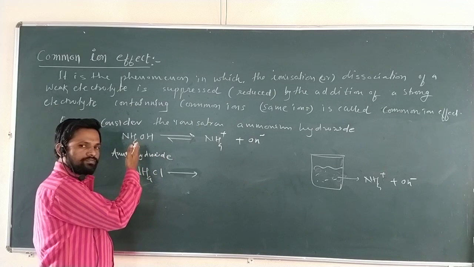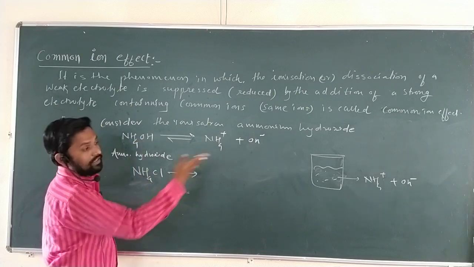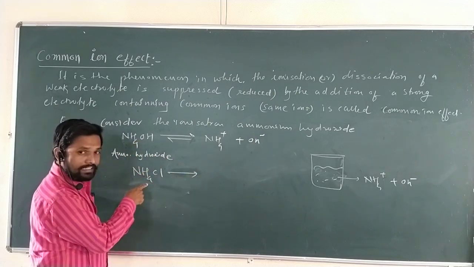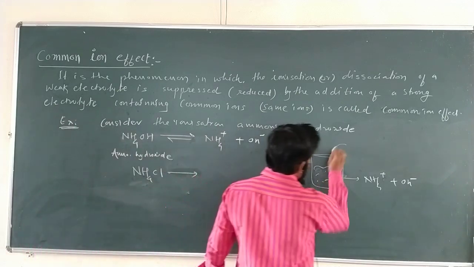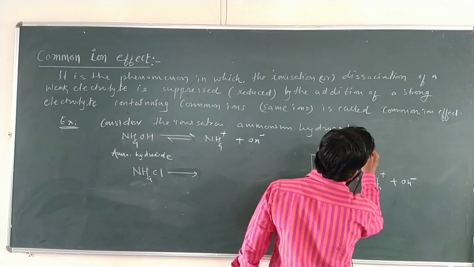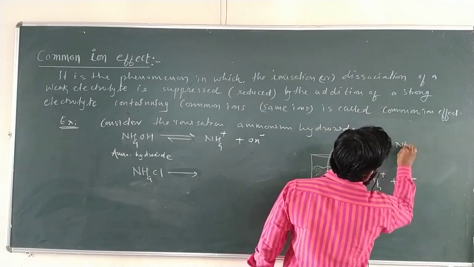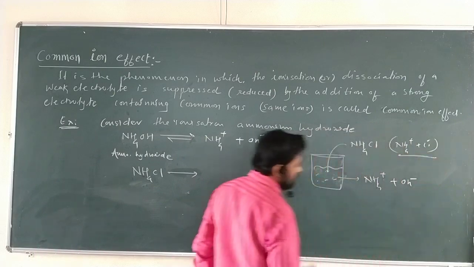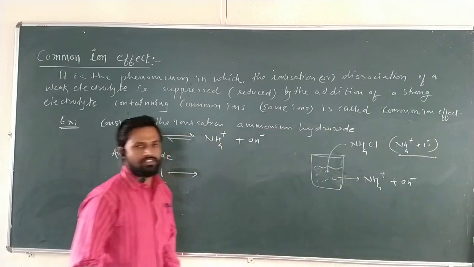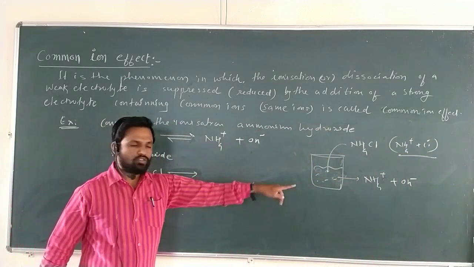How? By adding a strong electrolyte which contains the common ions. NH4 is common. So I have to add one more electrolyte, which is NH4Cl. It contains NH4 plus and Cl minus. It means NH4 plus is the common ion.